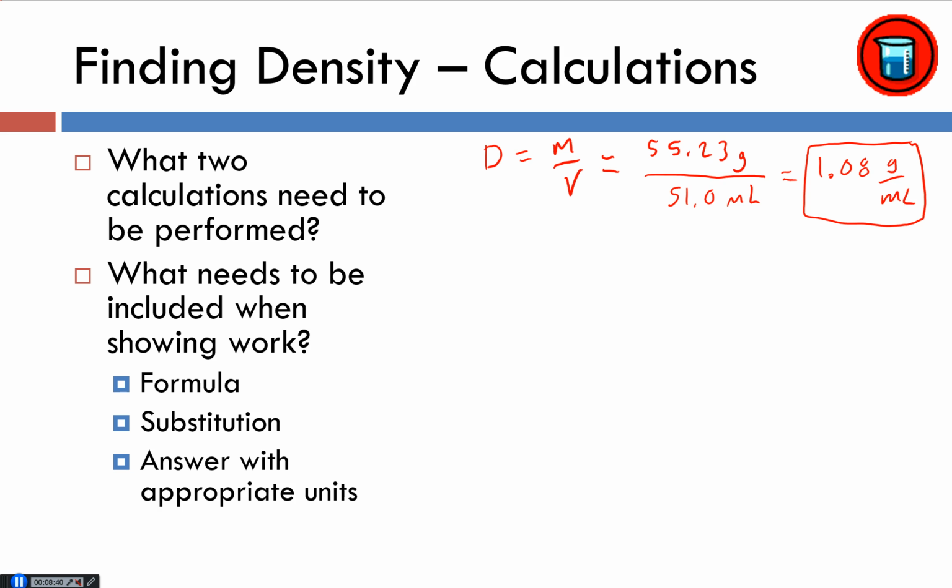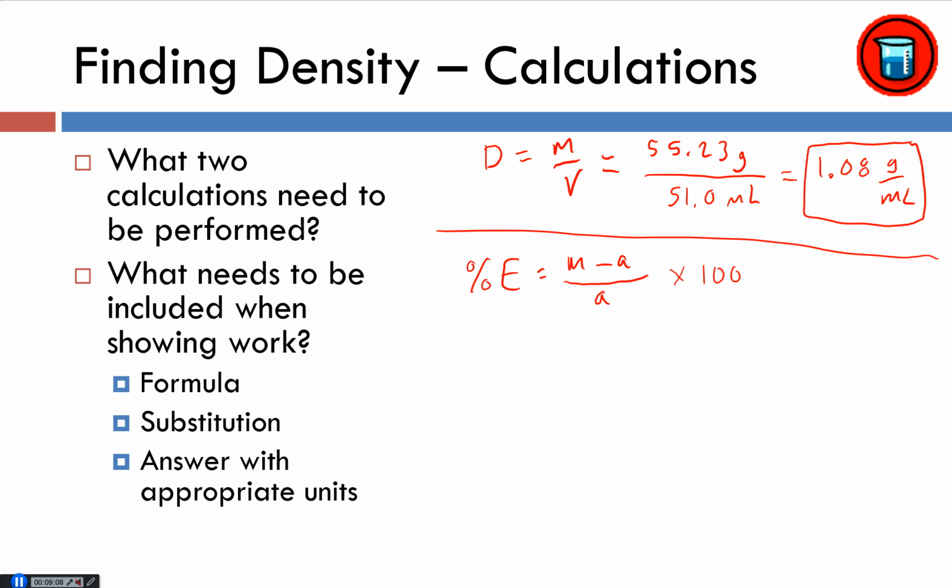Now that's not the actual density. So something didn't work out quite right with our measurements. Not the end of the world. You don't have to be perfect. We do need to calculate a percent error. Percent error is equal to the measured value, so for us, the 1.08 grams per milliliter, minus the accepted value, divided by the accepted value, multiplied by 100.